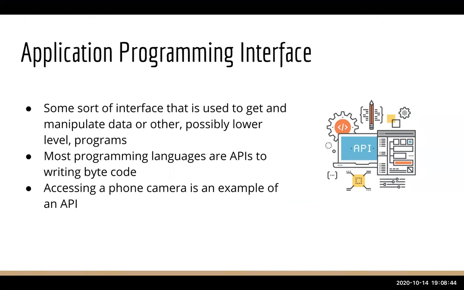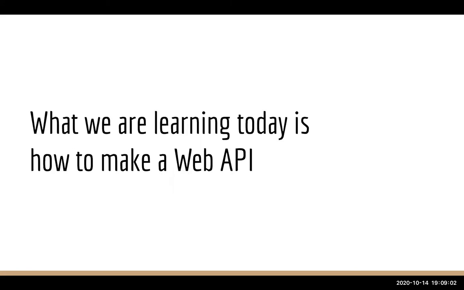A good example of this, kind of at a high level point of view, is Java. Java is sort of like an API to writing assembly or machine code, and more of an applications type of thing rather than programming languages. Accessing a phone camera is also an example of an API. But what we are learning today is how to make a web API, which is a little bit different than kind of the traditional definition of what an API is.